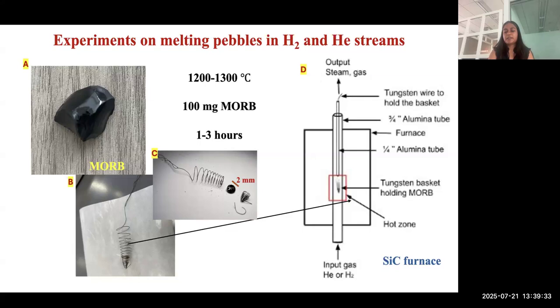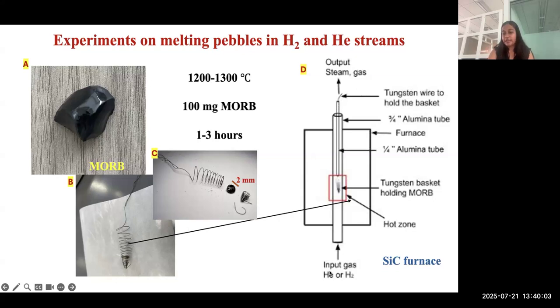I chose these temperatures because 1200 degrees C is theoretically below the liquidus of MORB, and 1300 degrees C is above the MORB liquidus. So this represents partially molten versus fully molten MORBs. I made little tungsten baskets, filled them with about 100 milligrams of MORB charges, and hung them from the top, and the gas goes in from the bottom.